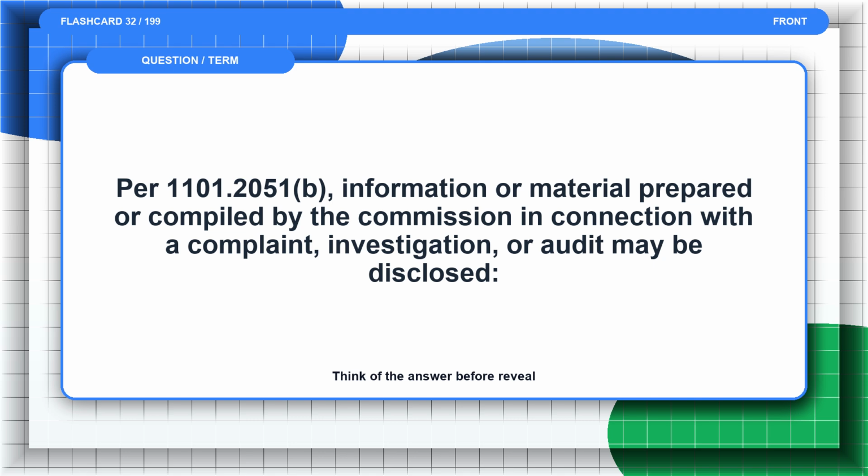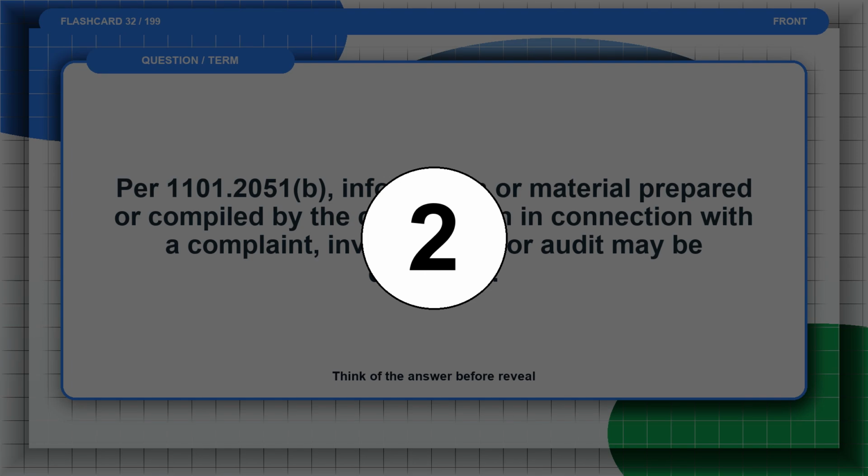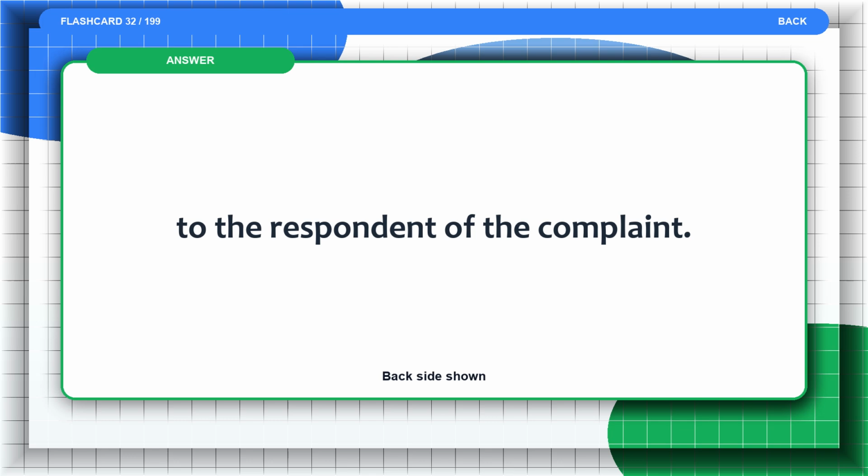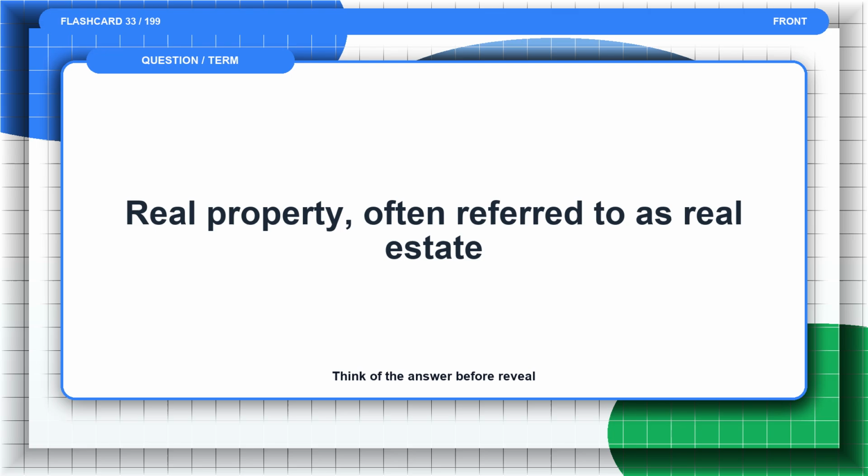Per 1101.2051(b), information or material prepared or compiled by the Commission in connection with a complaint, investigation, or audit may be disclosed. Pause and think of the answer before the reveal. The answer is to the respondent of the complaint. Flashcard 33. Real property, often referred to as real estate.